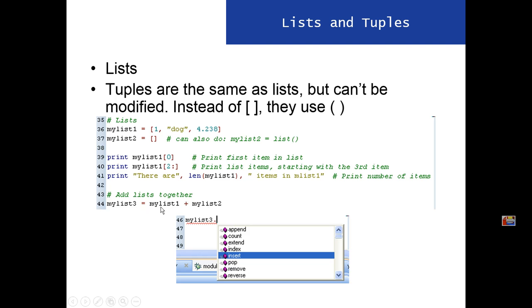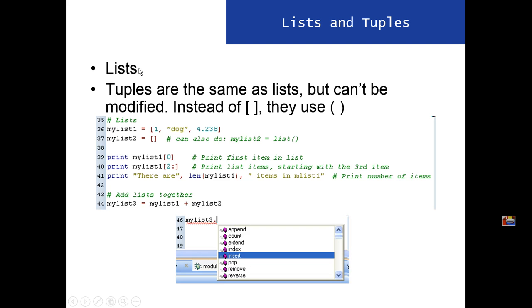So if list 1 has 3 items and list 2 has another 2 items, then my list 3 would have a total of 5 items. You have similar object functions in your list where you can insert a particular value at a particular position of your list, and then you can reverse your list. Pop would mean that you want to remove a particular value at a particular position in your list. Remove would mean that you want to remove a particular value from your list.